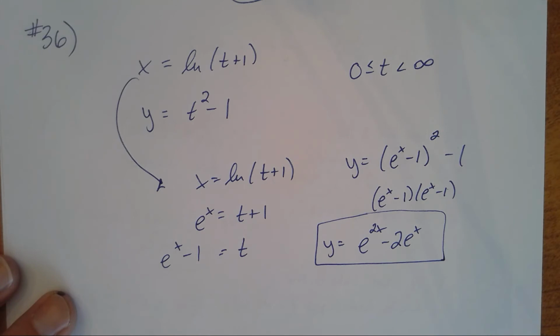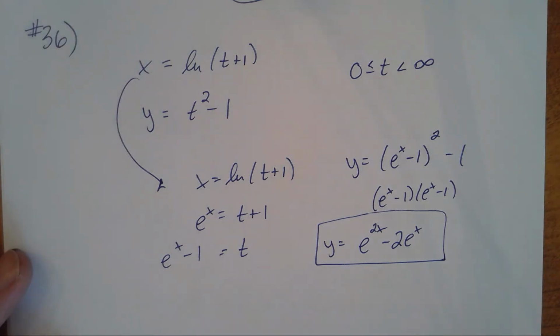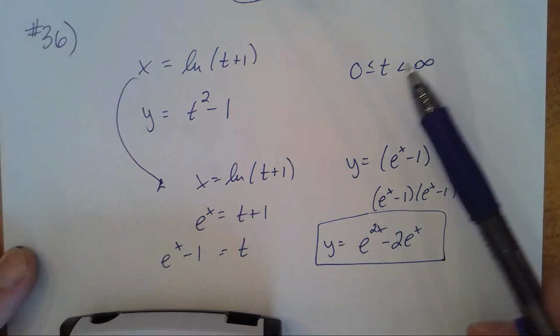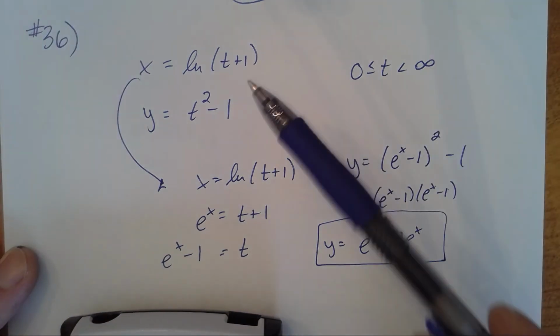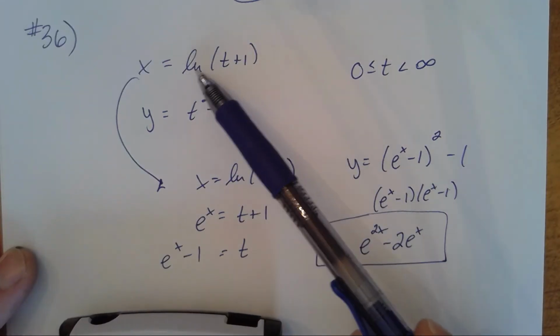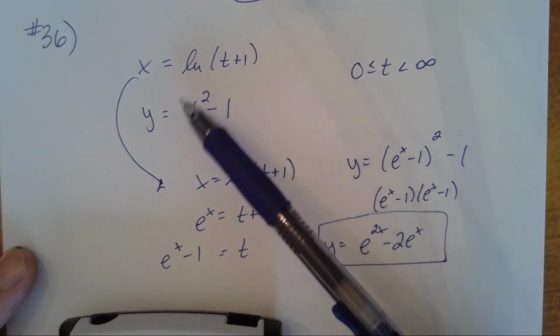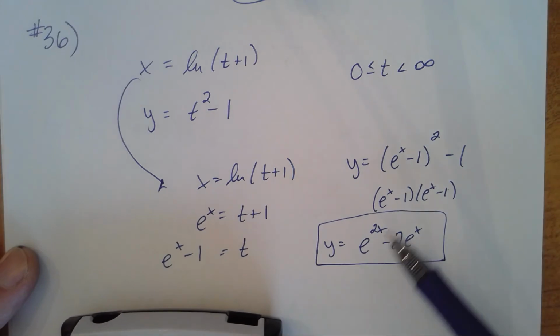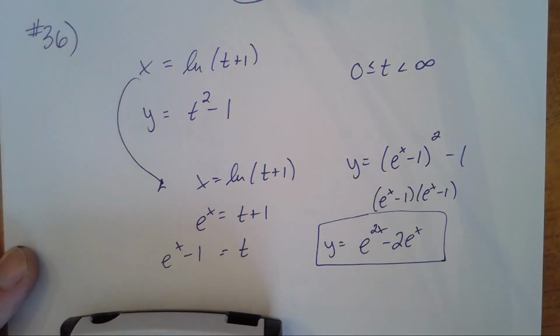Alright, so we want to know what portion we're dealing with here. So we could look at our calculator, or we know that we start our time at 0, so our initial point is going to be natural log of 0 plus 1, and natural log of 1 is 0, so 0 comma negative 1. So that's our initial point.